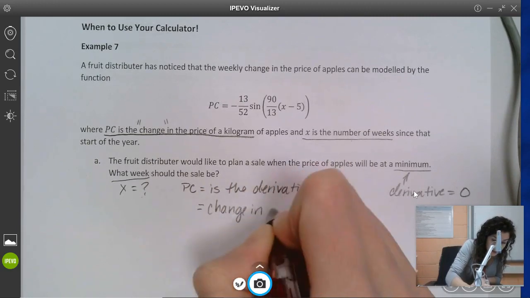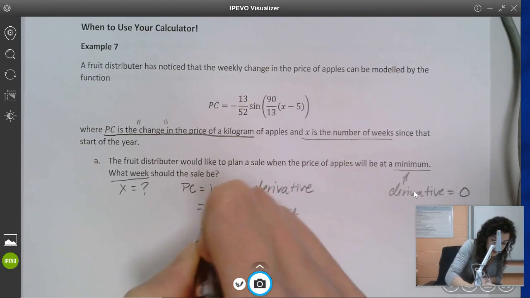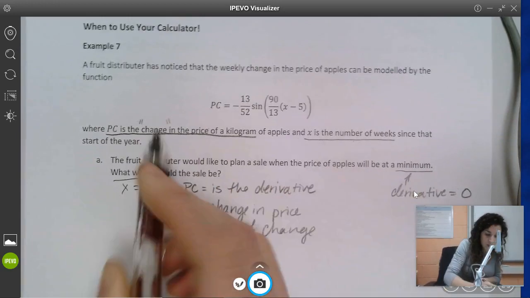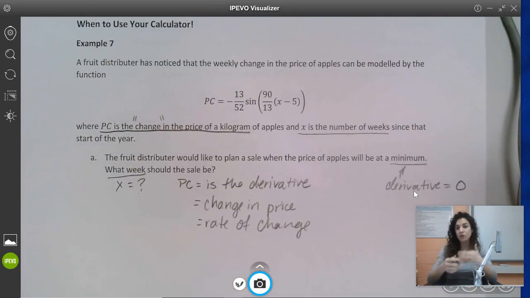Change in price, rate of change, right? So seeing things like change or a rate or a slope, I know we've got a ton of words, and hopefully we can have maybe a word bank in our classroom of all the different ways we've seen references to derivatives, but it's another way of referencing a derivative.